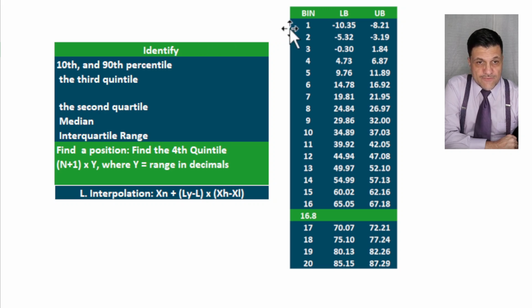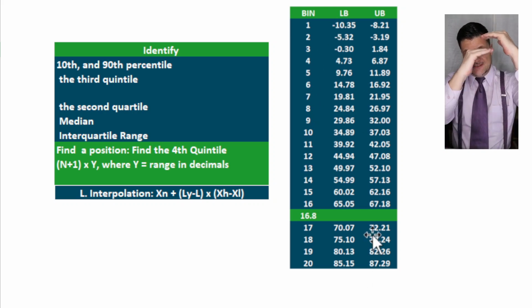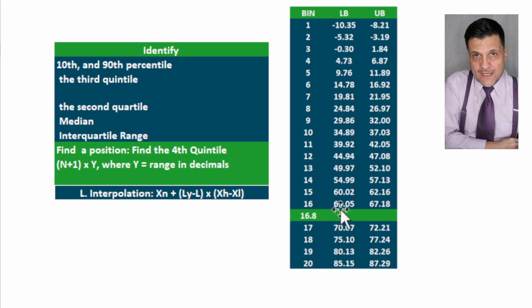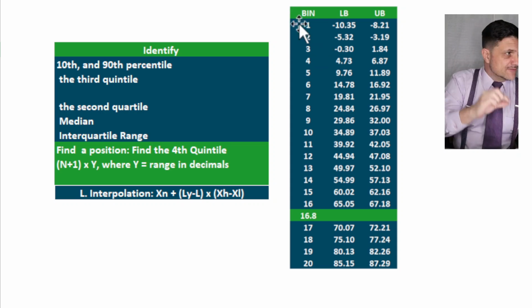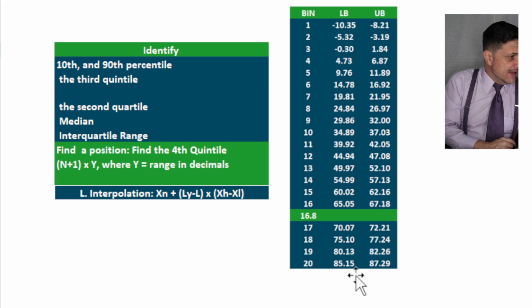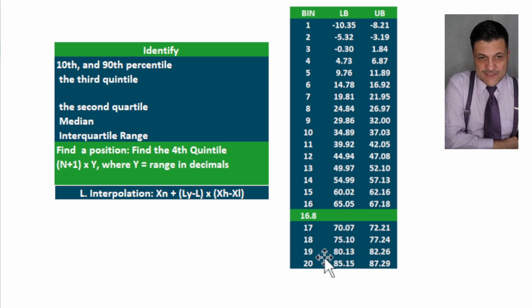Each two numbers represents 10% of this distribution. I have 20, so if I divide this in portions of 10, each two of those represents one portion. If I wanted the 10th percentile, it's just the first two numbers right there. If I wanted the 90th, I have to go all the way down here, which is the one before the last.